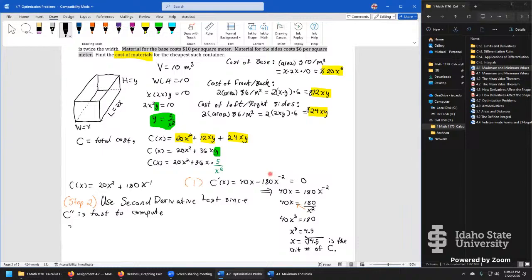And here's how it goes. Just go to the second derivative, c double prime at x. We differentiate 40x, which is 40. And then we take 180 times 2, that's going to be plus 360 x to the power of negative 3. Now, in the second derivative test, if we're trying to find the cheapest such container, a minimum, we need to prove that this is always positive, no matter what. That's kind of problematic with what it looks like, because there are some values for x where 40 plus 360 x to the power negative 3 is truly negative.